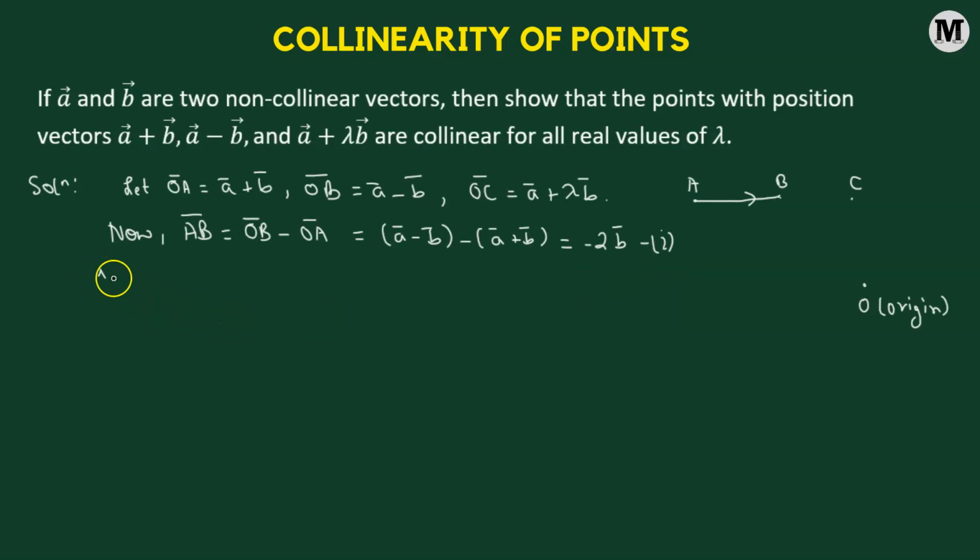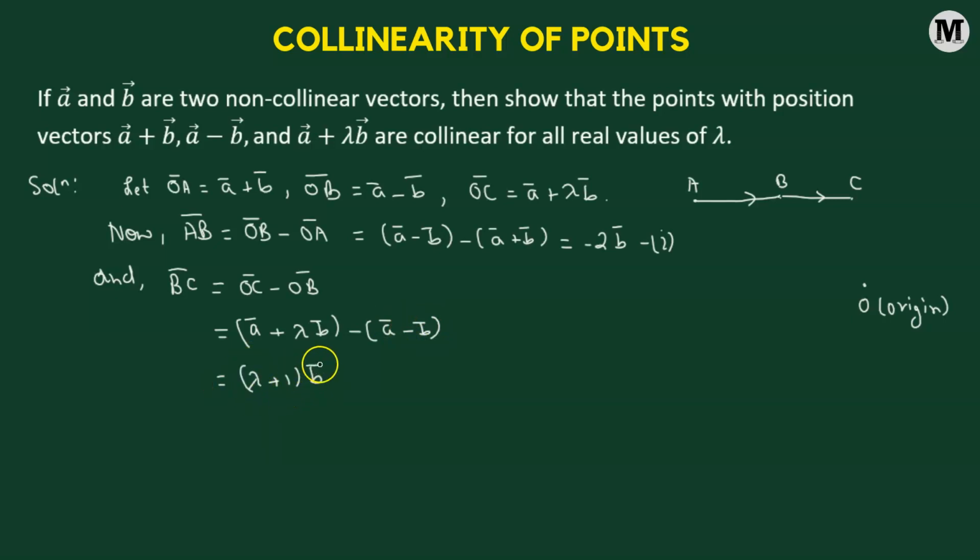And we are going to find out the value of the vector BC. BC means we are going to join B and C. This will be equal to vector OC minus vector OB. Now vector OC is defined by vector a plus lambda times vector b, and from here we are subtracting vector OB, which is vector a minus vector b. So this will be equal to lambda plus 1 times vector b. So here we have the vector BC.